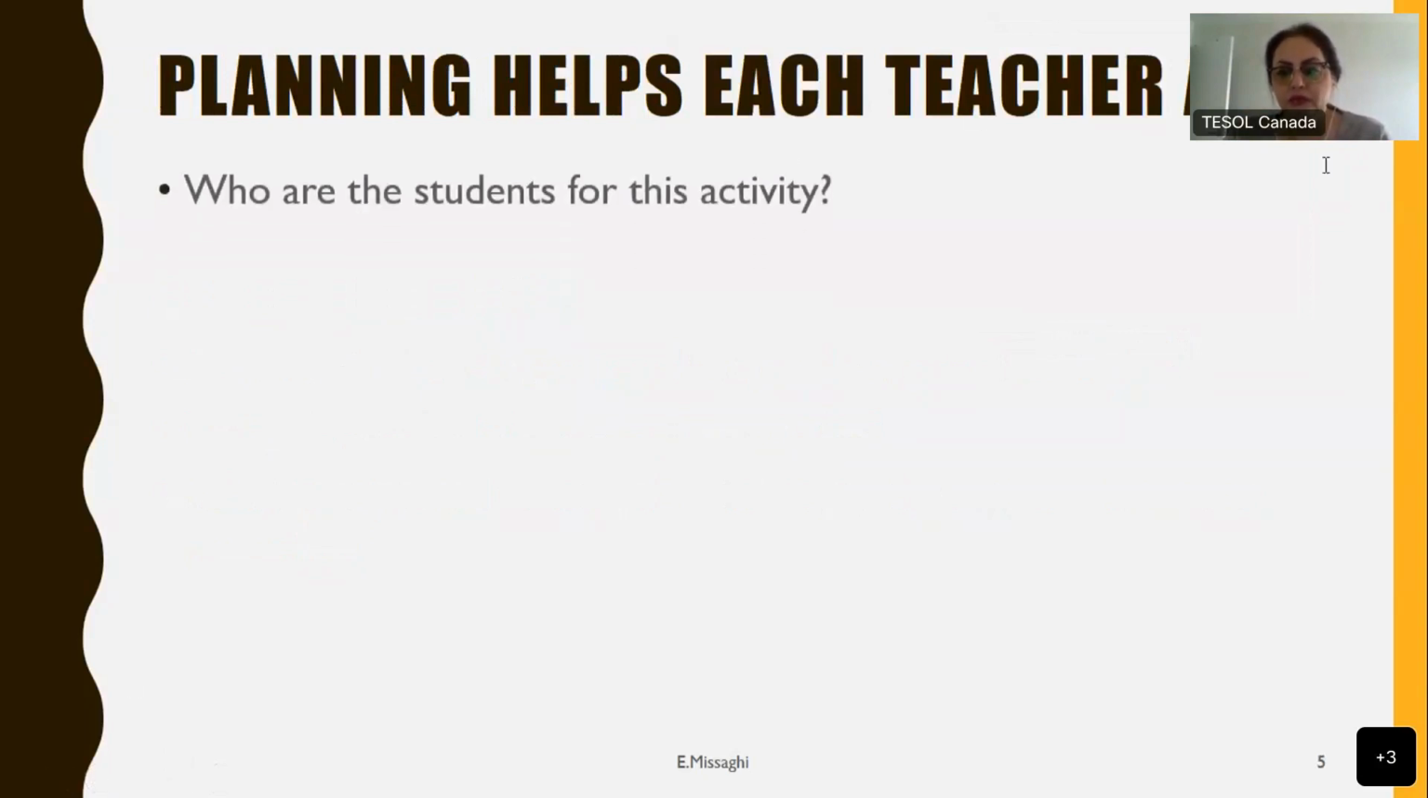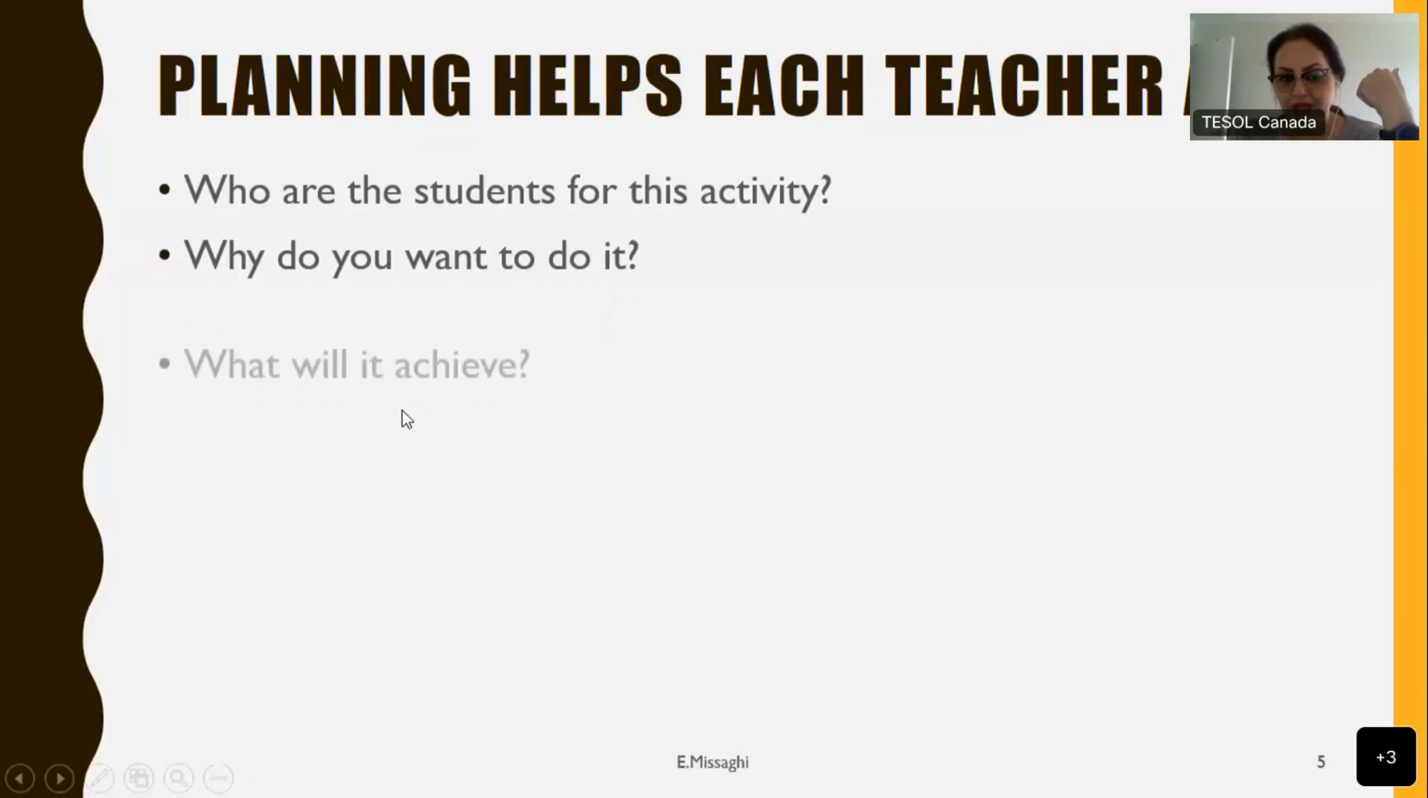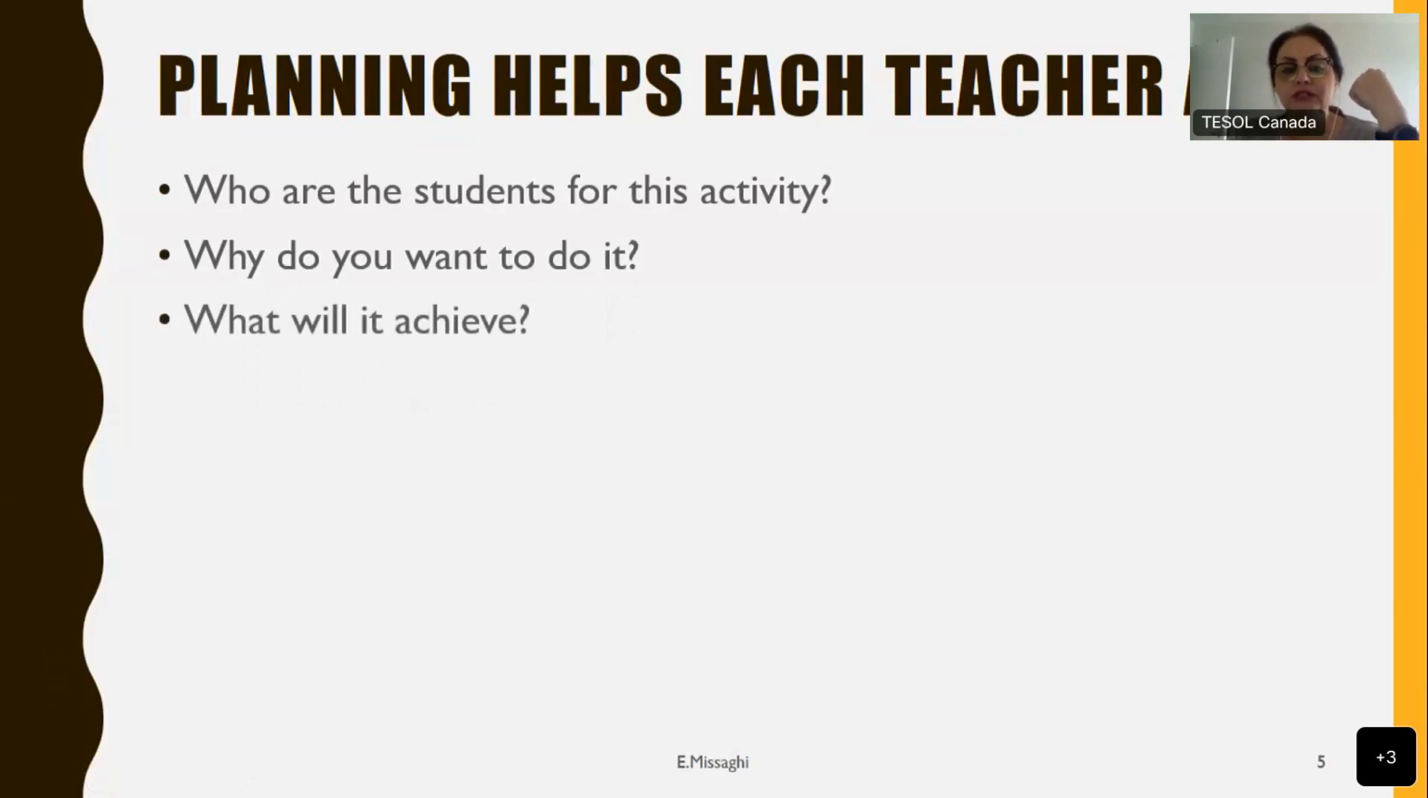So when you want to write a lesson plan, you need to ask yourself these questions. Number one, who are the students? By who I mean how old are they? Why do they want to learn this? Why have they registered for this class? So it goes to the aim. What will they achieve? It means what will they learn at the end of the session?